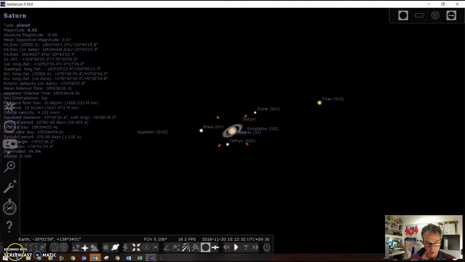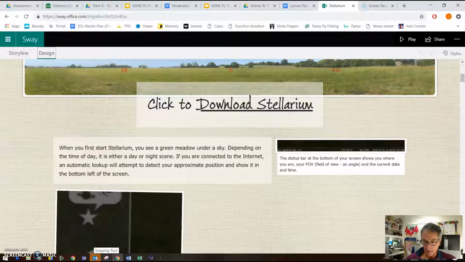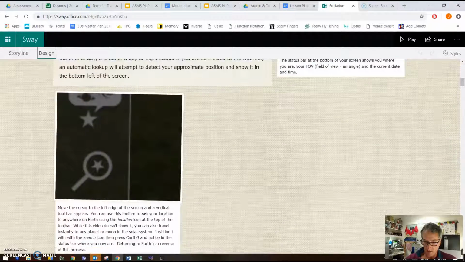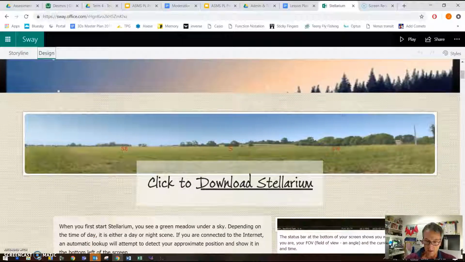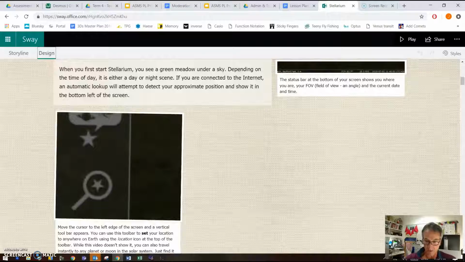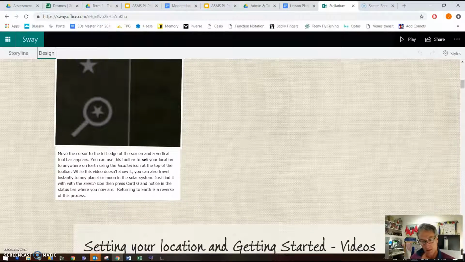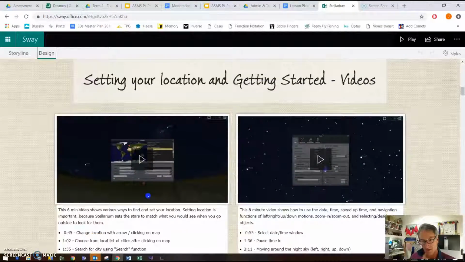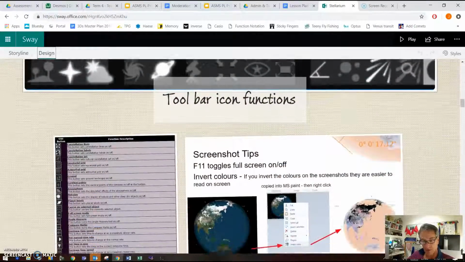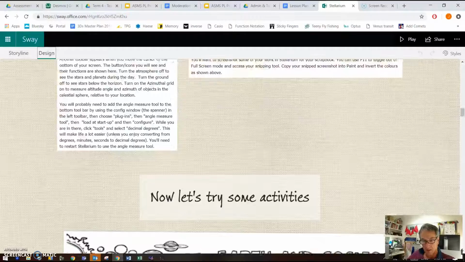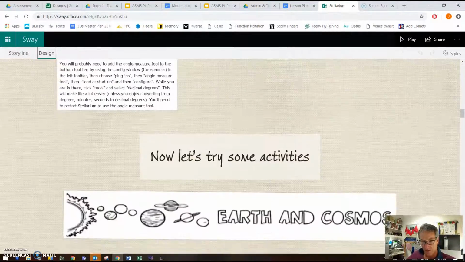Okay, just let me pause it there. Yeah, so we made this thing here, which is called a Sway, and it had all of the information that the students needed to work through this unit. There were, as you can see, instructions on how to get started with Stellarium, find your way around, invert colors and so on.